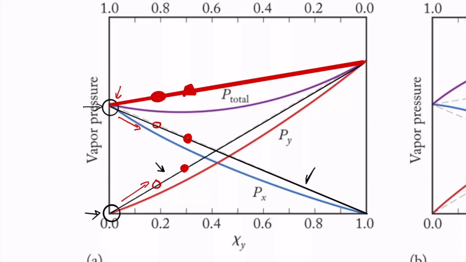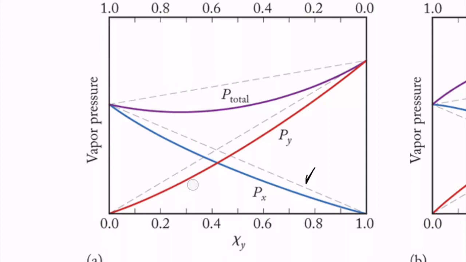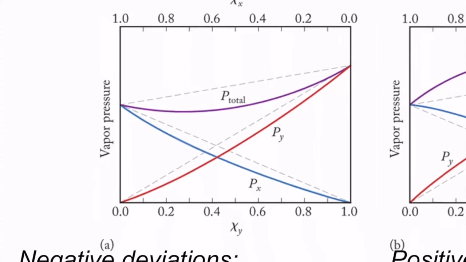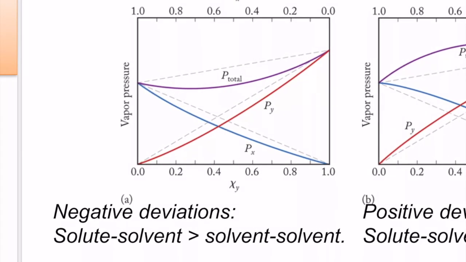Now, unfortunately, most solutions aren't ideal, and what that means is that we get graphs that look more like what you see here in color. The vapor pressures don't increase or decrease as expected because of the types of intermolecular forces that are present in the solution. So if I zoom out here a little bit, you can see what those deviations are.